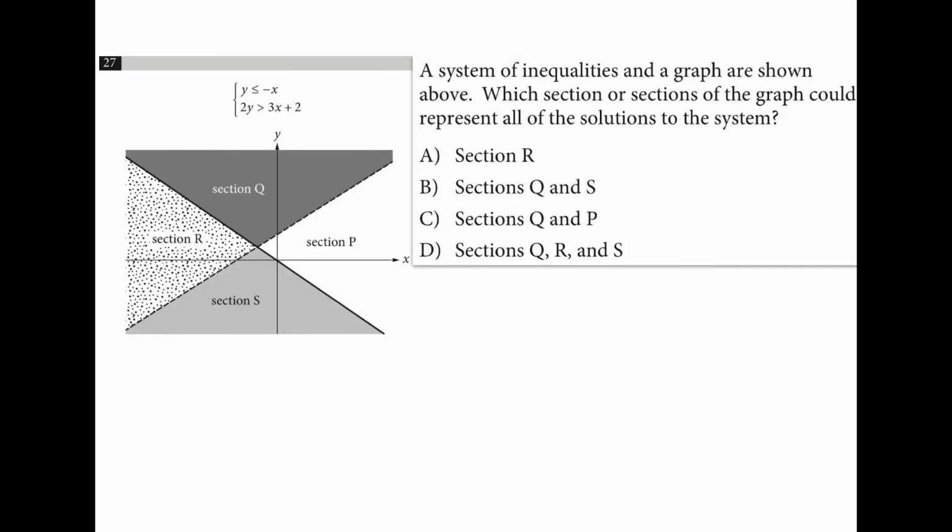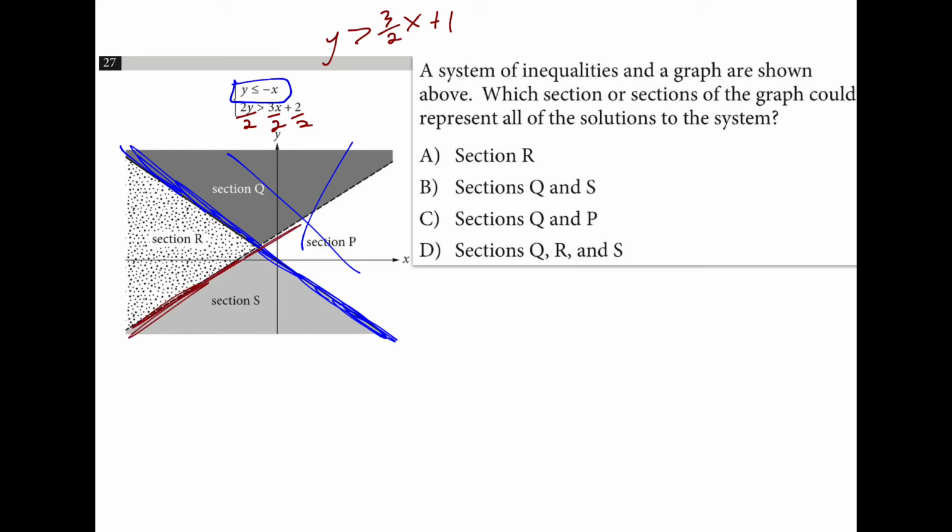A system of inequalities in a graph are shown above. So y has to be less than or equal to negative x. That's this line here. So we're below that. That rules out these two. And if I divide by 2 on both sides, we'll divide everything by 2, y is greater than 3/2 x plus 1. So that is going to be this line here. And we are above that, so that rules out section S. The only one that fits all criteria here is section R.